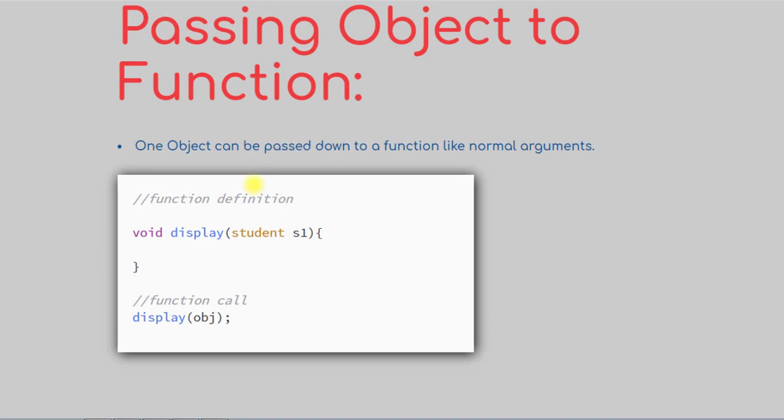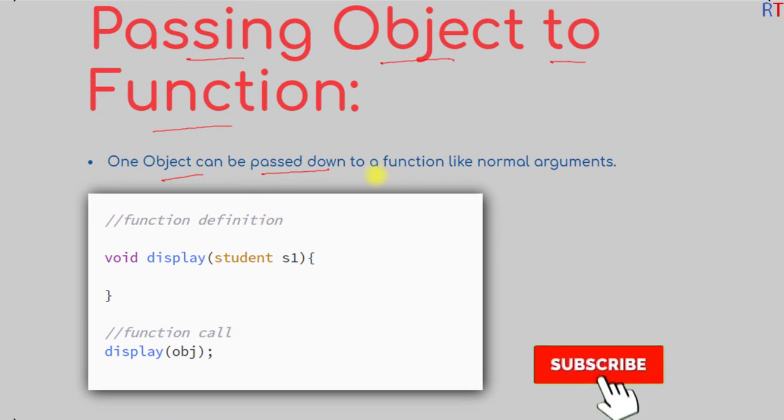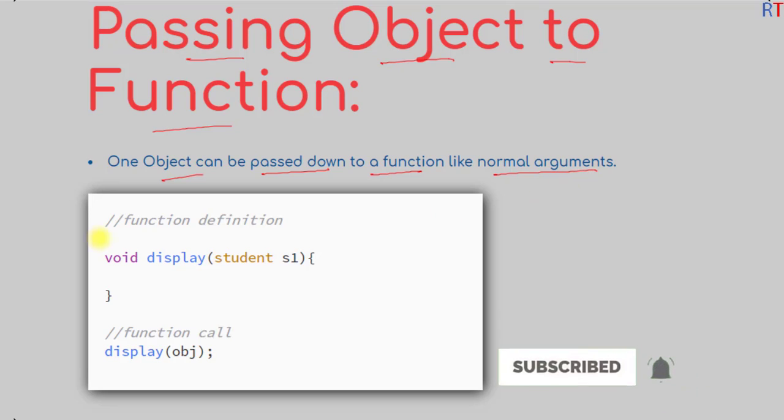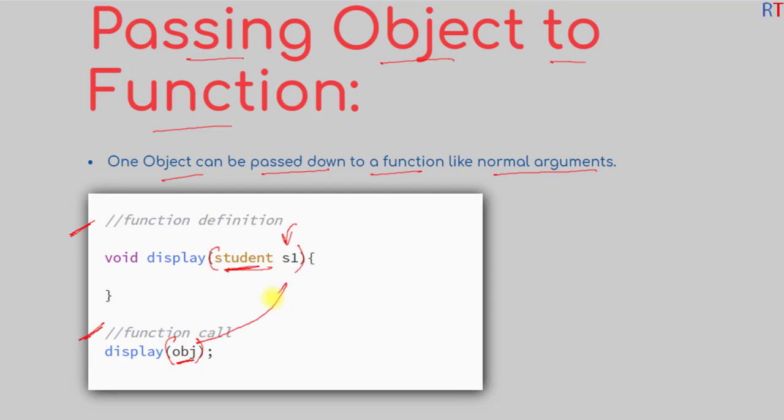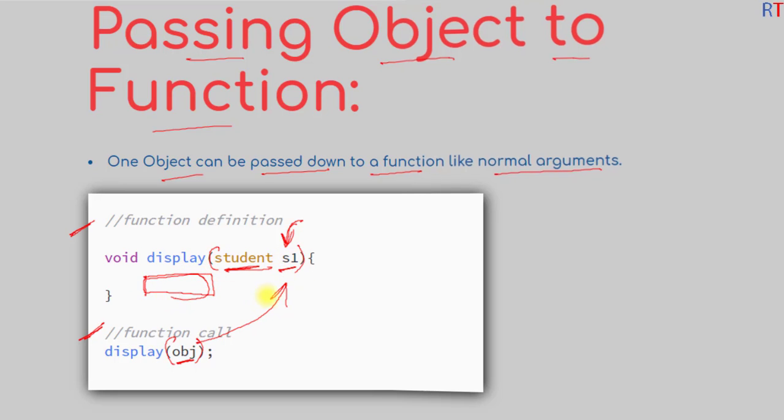Hey, what's up guys? In this video we're going to talk about passing object to function. So one object can be passed down to a function like a normal argument. To do that, in the function definition, inside the parentheses we have to declare one class type object, and then whenever we call that function we have to pass one object of the class type, and this way the object will be passed down to the formal parameter, and then we can perform operation over that object.